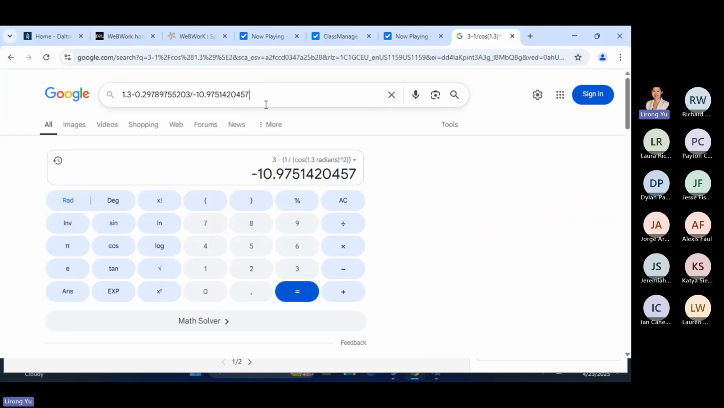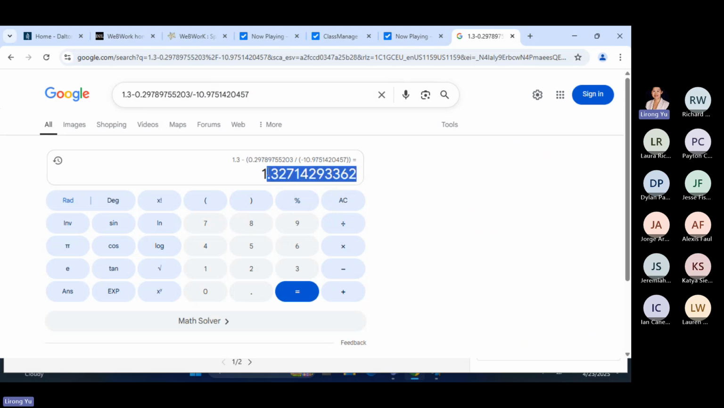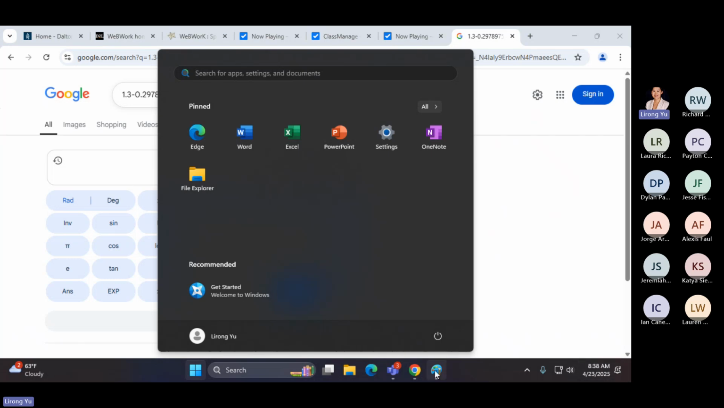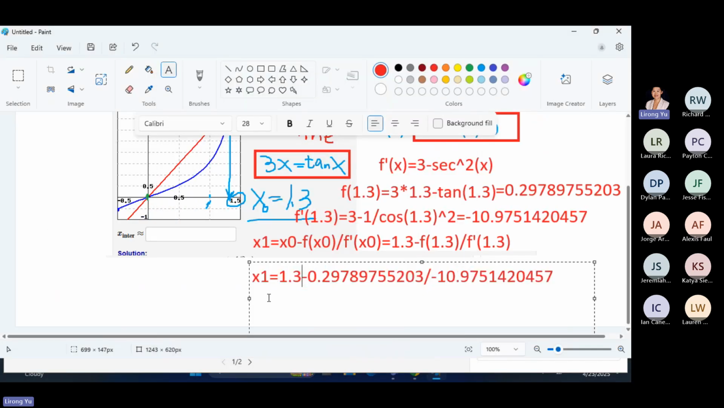So here are the calculations. I give you this so you can see it's still 1.3, but it's way more accurate than 1.3. And that's the whole point. You gotta have a starting point that is nice and close. Then you don't have to do a lot of Newton's process. So this is one application.